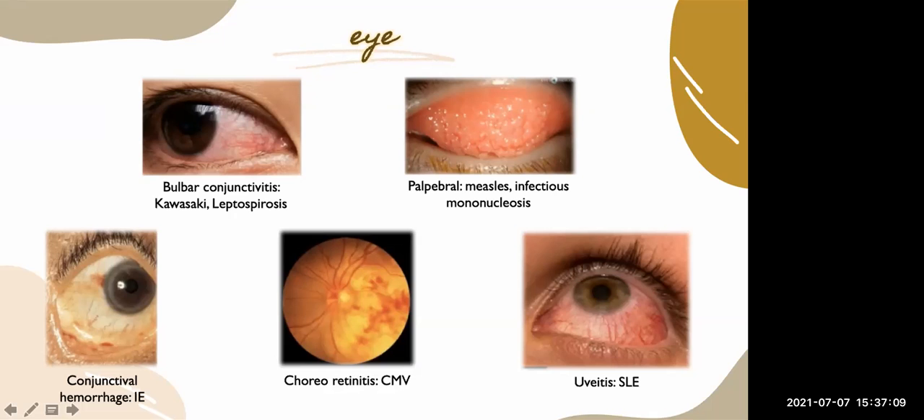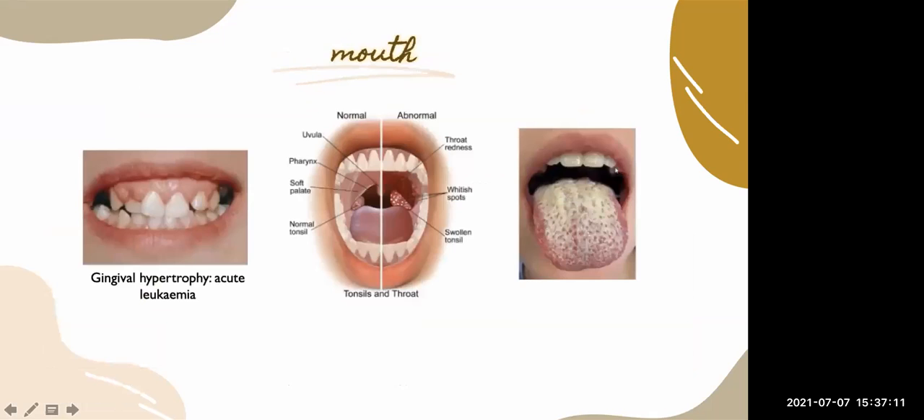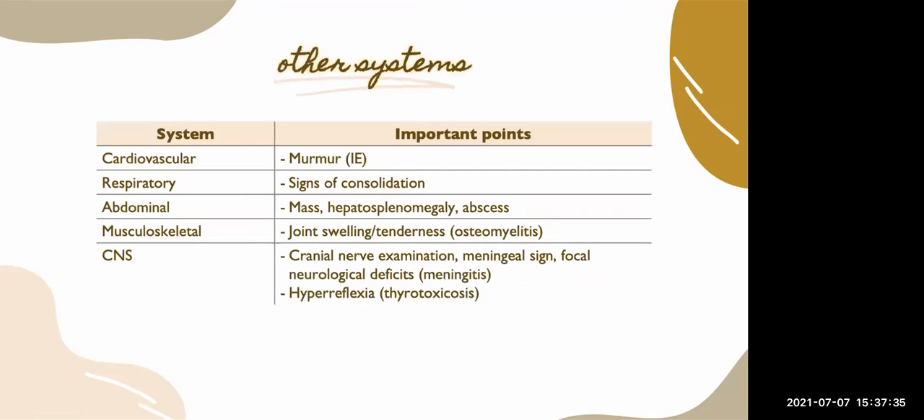Okay, and then we move on to the mouth, the oral. So we look for any gum hypertrophy, which indicates acute leukemia. Also for the tongue and the oral mucosa, we look at the oral hygiene, which indicates IE, or any oral thrush, which we can see in HIV patients because of immunodeficiency. Okay, and then we also have to examine other systems.